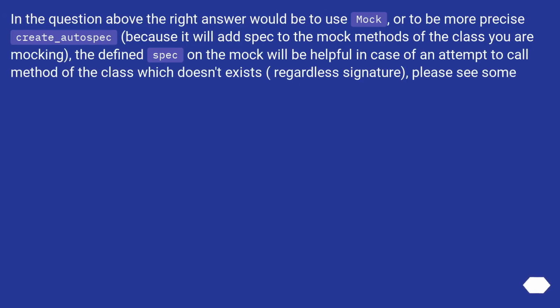In the question above, the right answer would be to use mock, or to be more precise create_autospec, because it will add spec to the mock methods of the class you are mocking. The defined spec on the mock will be helpful in case of an attempt to call a method of the class which doesn't exist. Regardless of signature, please see some.